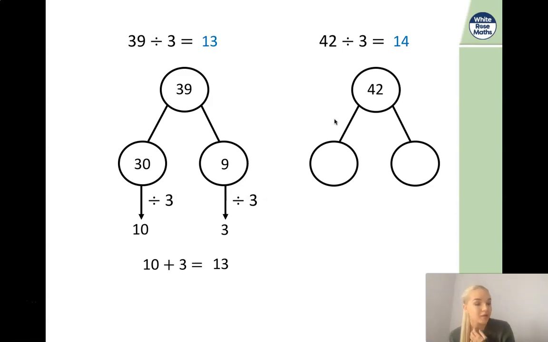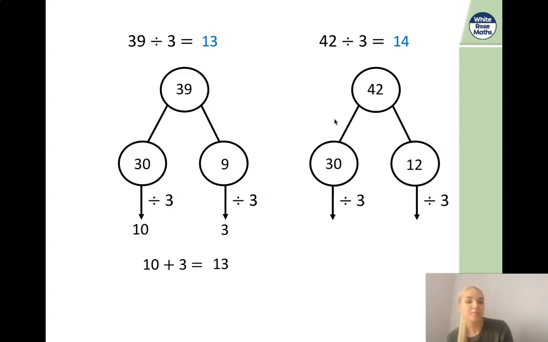Now, yes, we could partition the number into 40 and 2, but can 40 be divided by 3? No, it can't. So we have to partition the number in a different way. We've tried 40 and 2 and that doesn't work. It can't be divided. But what we do know is that 30 can be divided by 3.